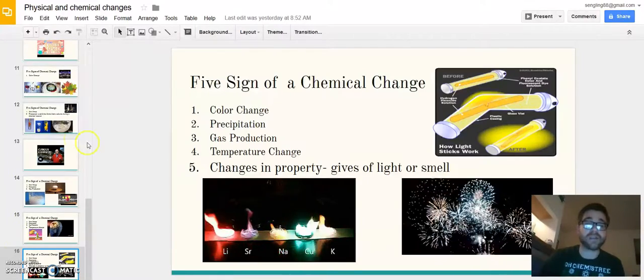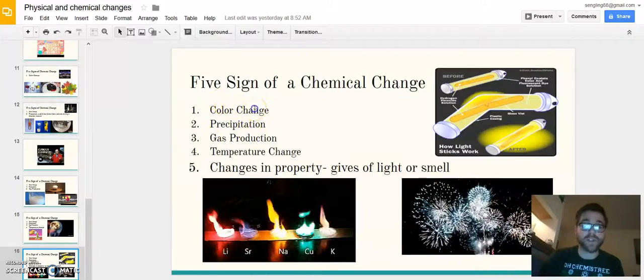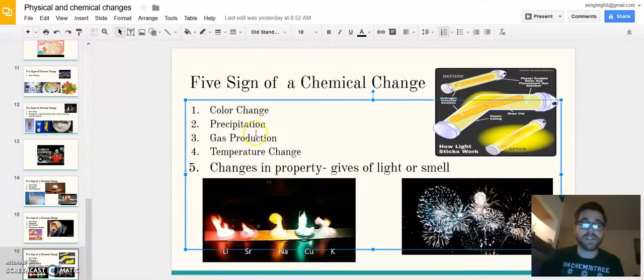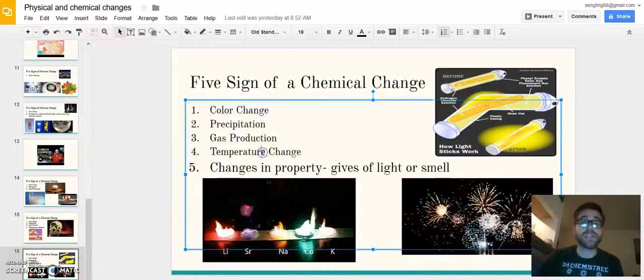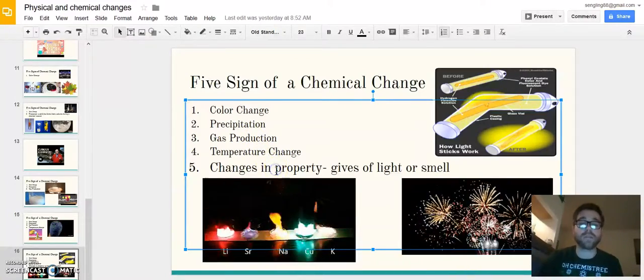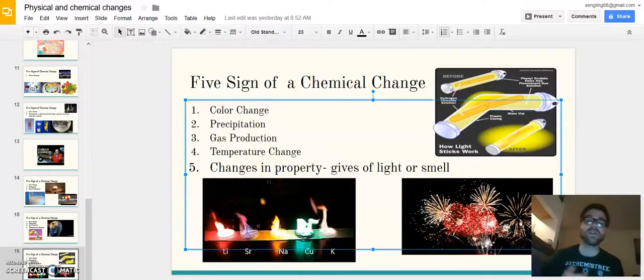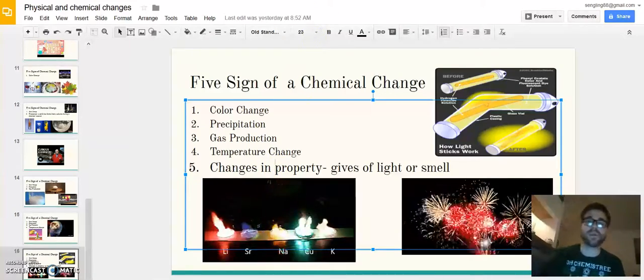So our 5 signs of chemical change: we have color change, we have precipitation, we have gas production, we have temperature change, and we have a change in property like giving off light or giving off a smell.